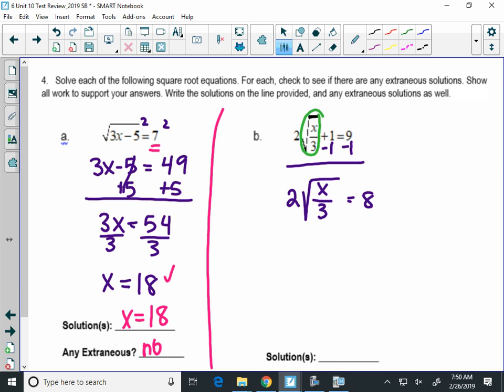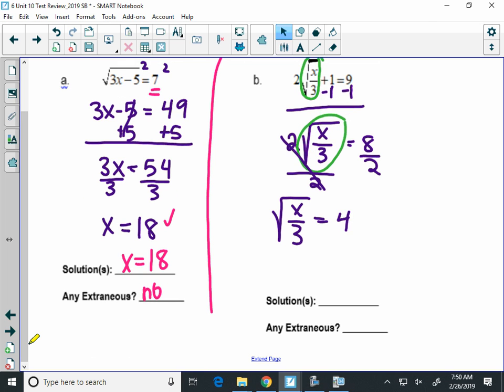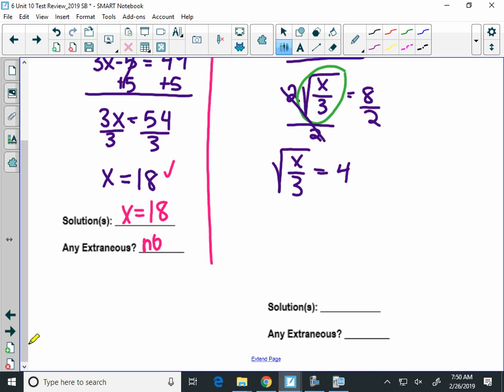I still am not allowed to touch the radical. I still need to deal with the 2 that's out in front. So I divide both sides, and I'll have the square root of x over 3 equals 4. Well, from here, I can go ahead and square both sides. Now I'm allowed to get rid of that square root. So x over 3 equals 16. And then I can multiply both sides by 3. And I get that x equals 48.